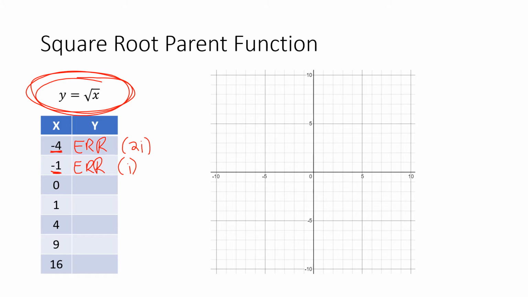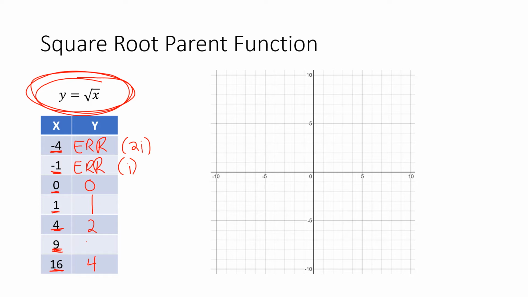Okay, so here we pick up with 0. The square root of 0 is 0. If you plug in 1, the square root of 1 is 1. If you plug in 4, the square root of 4 is 2. If you plug in 9, the square root of 9 is 3. If you plug in 16, the square root of 16 is 4. So these are the points that we are going to be graphing.